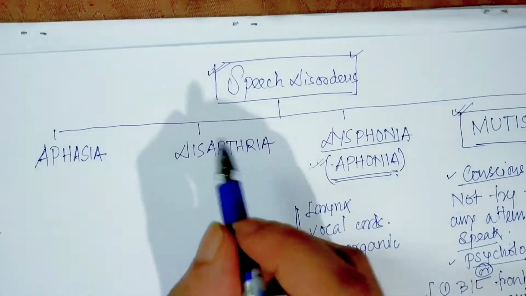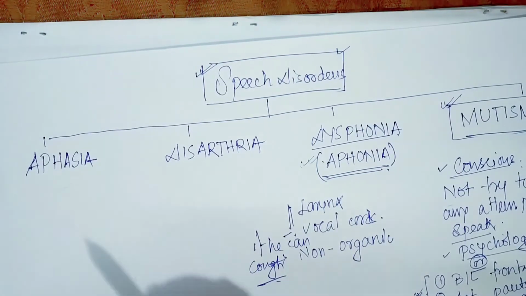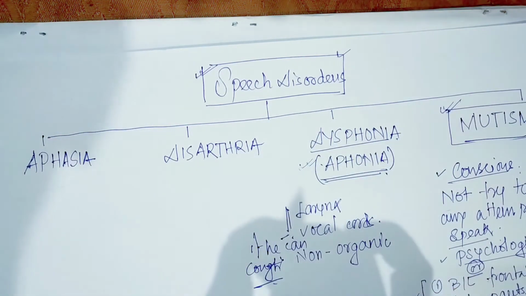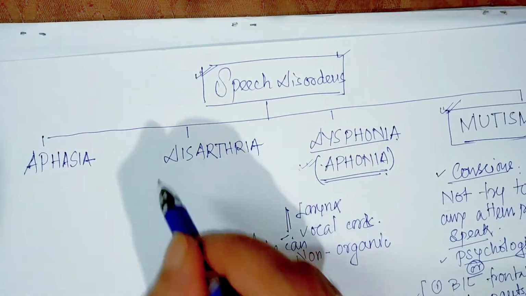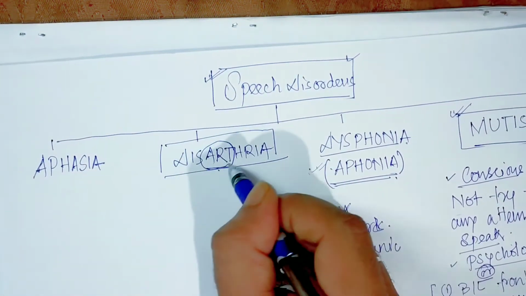Alright, now the third one. The volume of sound and the content of speech are normal, but the articulation and enunciation of the individual words and phrases are distorted. This will be called dysarthria, that is the problem in articulation.